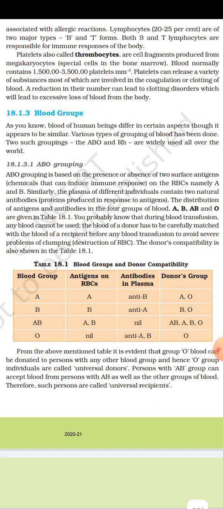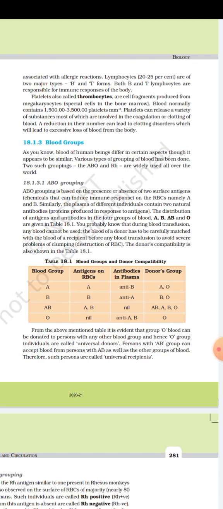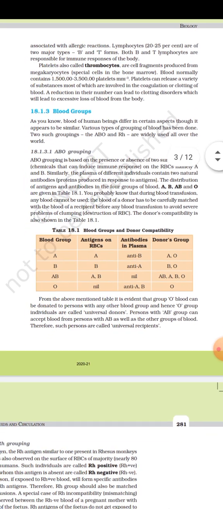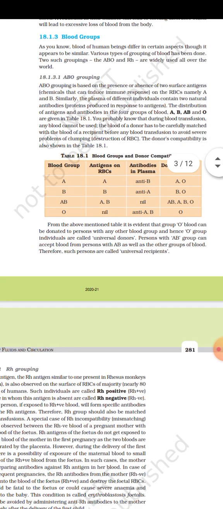From the above mentioned table, it is evident that group O blood can be donated to a person with any other blood group, and hence O group individuals are called universal donors. A person with AB group can accept blood from a person with AB as well as other groups of blood. Therefore, such persons are called universal recipients.